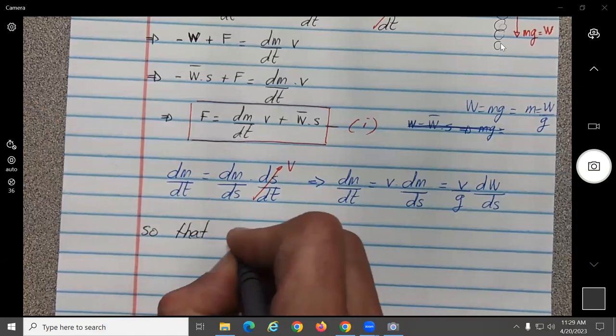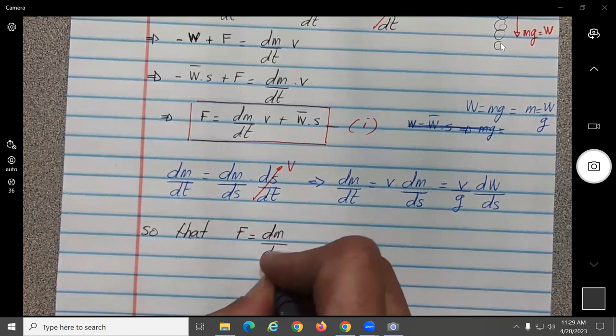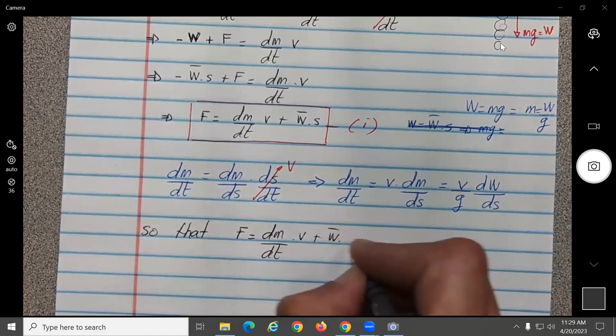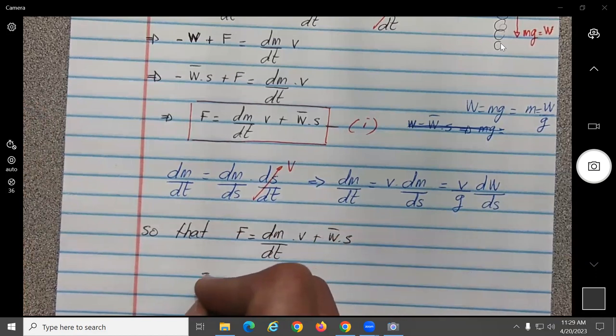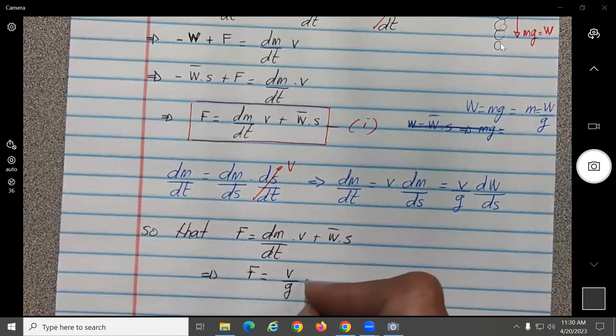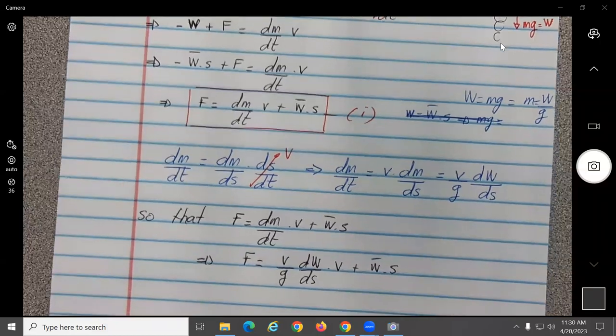So we're gonna have that F, which is equal to dm/dt, I'm gonna write the same equation, dm/dt times V plus W bar S. This will give you what? F will be equal to what? Correct. dW/dS times velocity plus W bar times S.